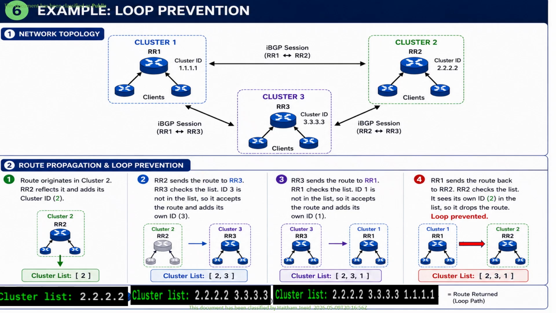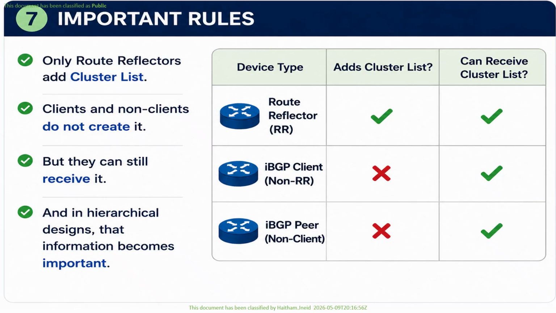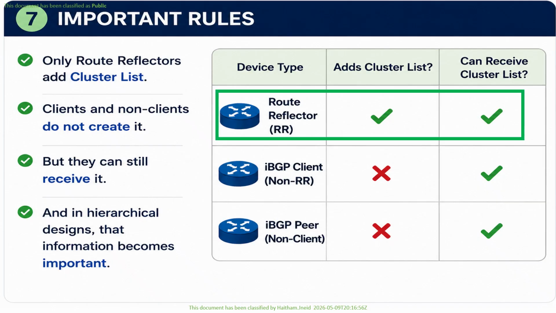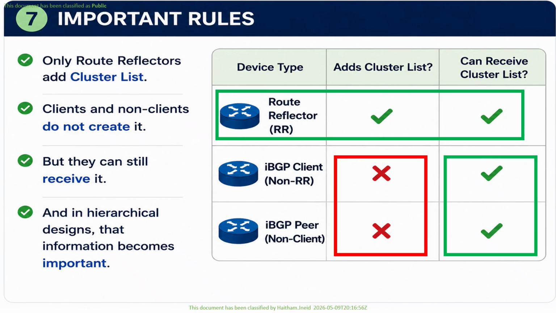But when the route returns to RR2, RR2 sees its own cluster ID in the list, so RR2 drops the route and the loop is prevented. There is one important rule: only route reflectors add cluster lists. Clients and non-clients do not create it, but they can still receive it. And in hierarchical designs, that information becomes important.